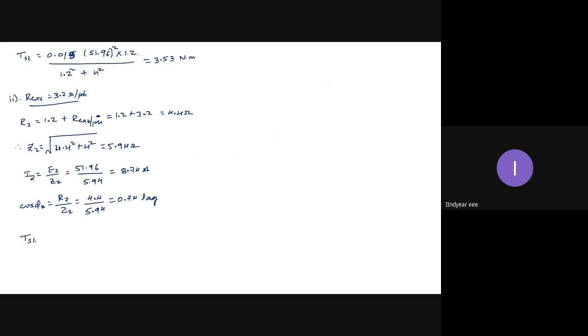So therefore TST is equal to K1 E2 square R2 divided by R2 square plus X2 square, the same equation, there is no change. K1 we already have 0.019, into 51.96 square, into R2 is 4.4, divided by 4.4 square plus 4 square.